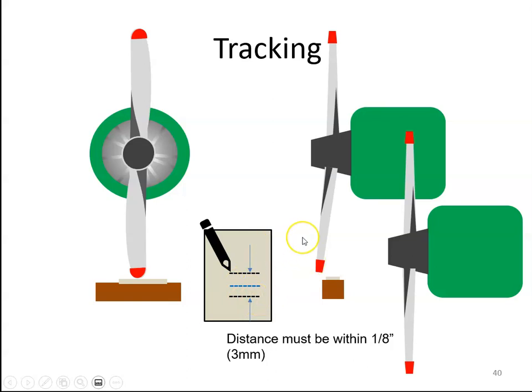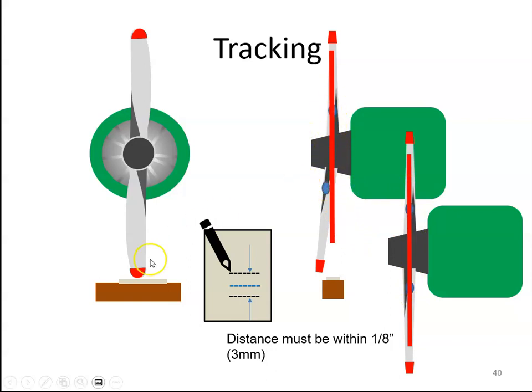Now, tracking can be an indication of dynamic imbalance, because let's just say this is the center of gravity of this propeller blade, and this is the center of gravity of this propeller blade, and so forth and so on. So the forces are acting out through here and out through here, so that there is the plane of rotation, and the forces are hopefully equal and opposite. But in this case, there is a slight difference.